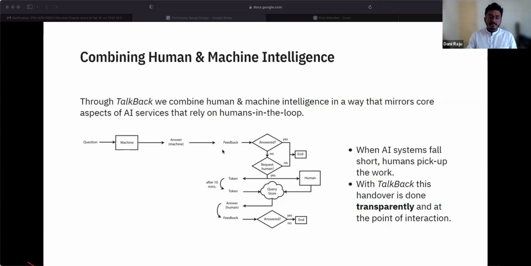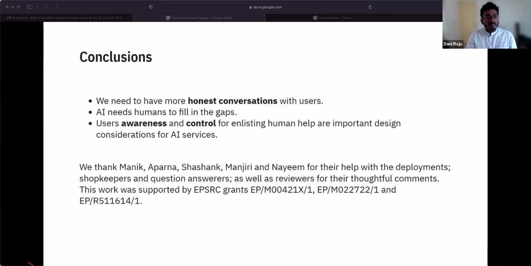What differentiates this system from a conventional smart speaker is that the handover is done transparently at the point of interaction, with user awareness and control. We also show that AI needs humans and benefits from their creativity, general knowledge, and ability to understand. This system further demonstrates it is possible, practical, and beneficial to combine machine and human intelligence in such a way that it is clear to the user when and how human help is enlisted.